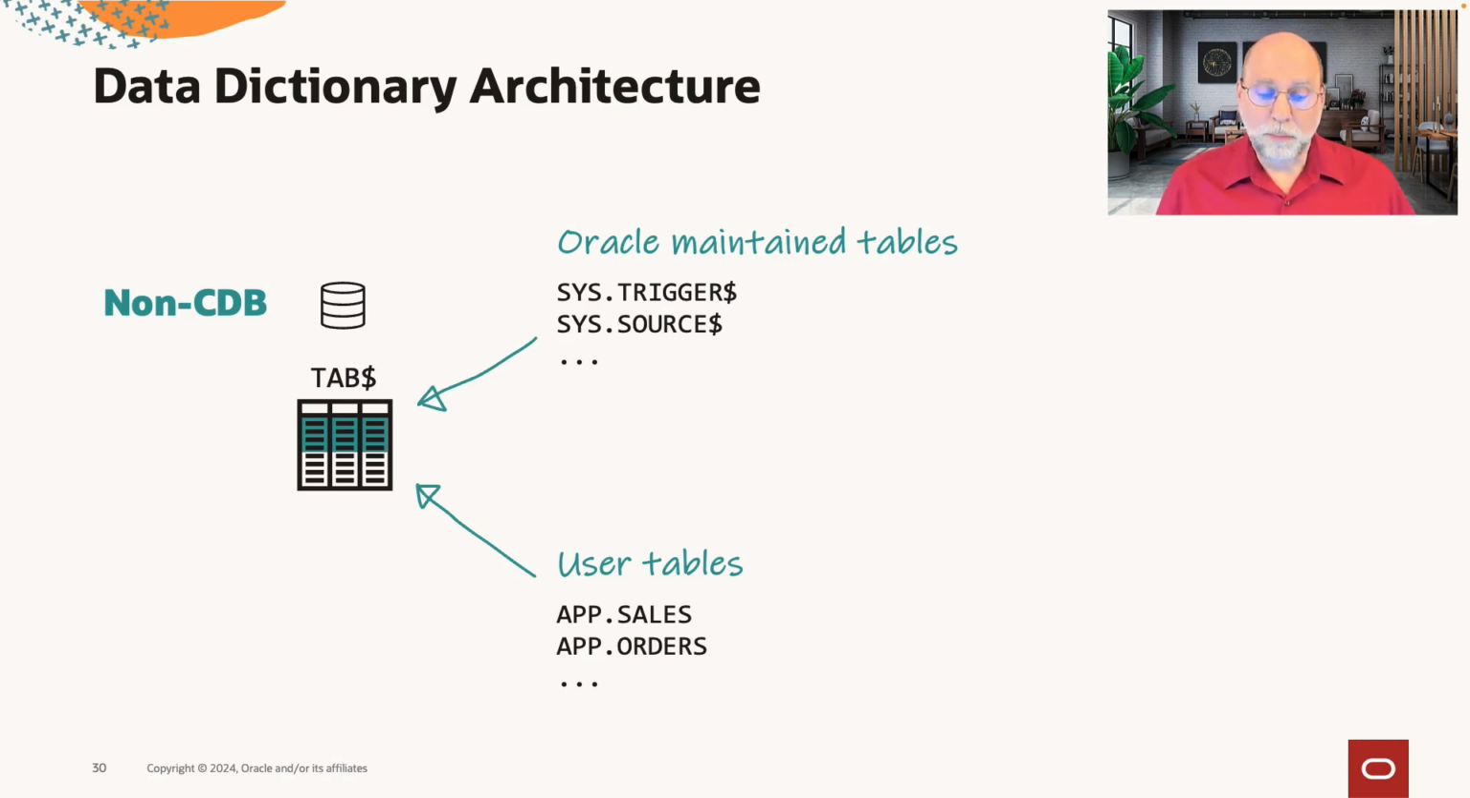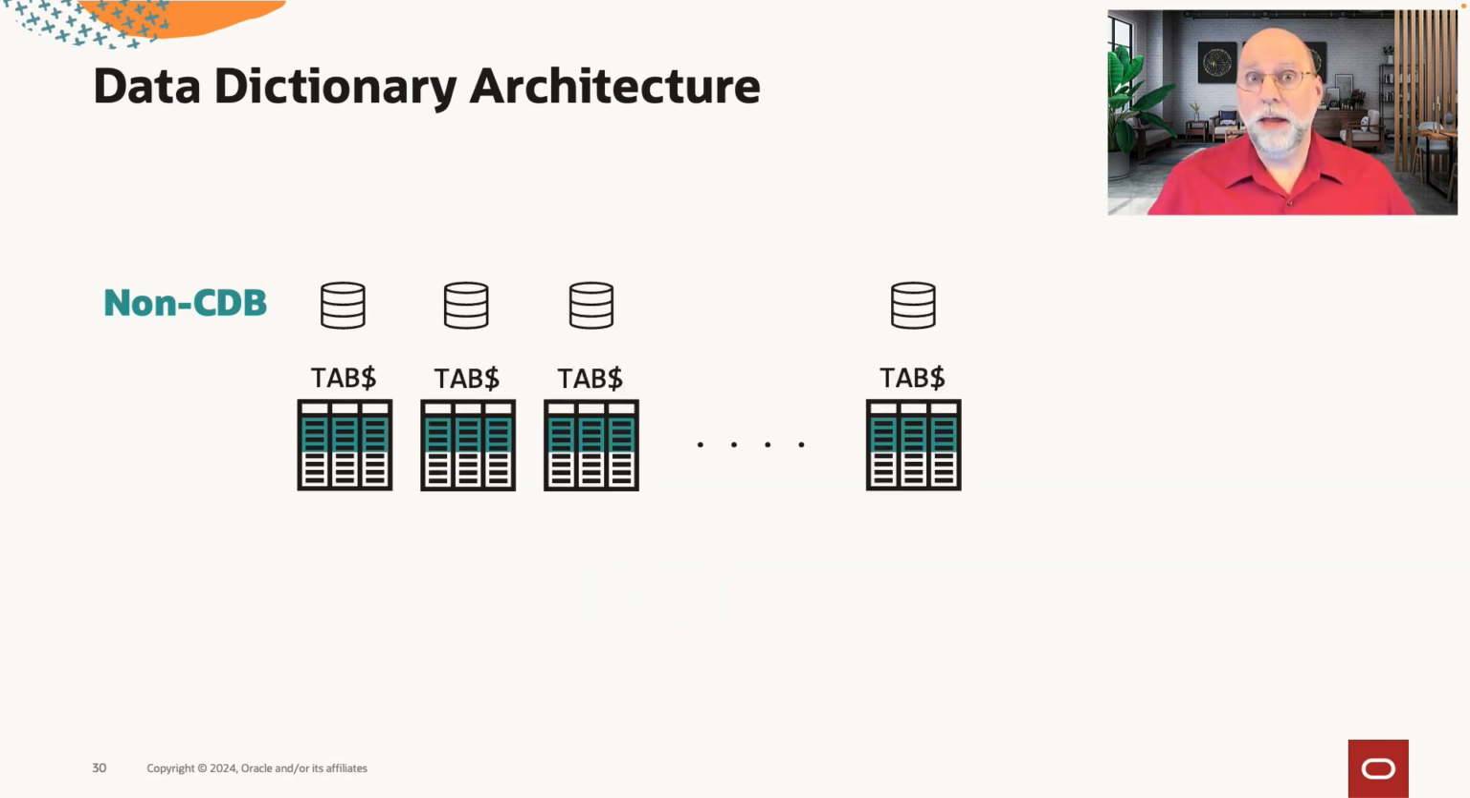And if you have multiple non-CDBs, then you have multiple copies of that data dictionary. And for all of those system tables, you're going to have an entry in tab$. In every one of those databases, you have an entry in tab$ for a given system table, like sys.trigger$, for example. And likewise, in obj$, you're going to have all the Oracle maintained objects there, your packages, your views, and so on, duplicated across all of your fleet of databases.